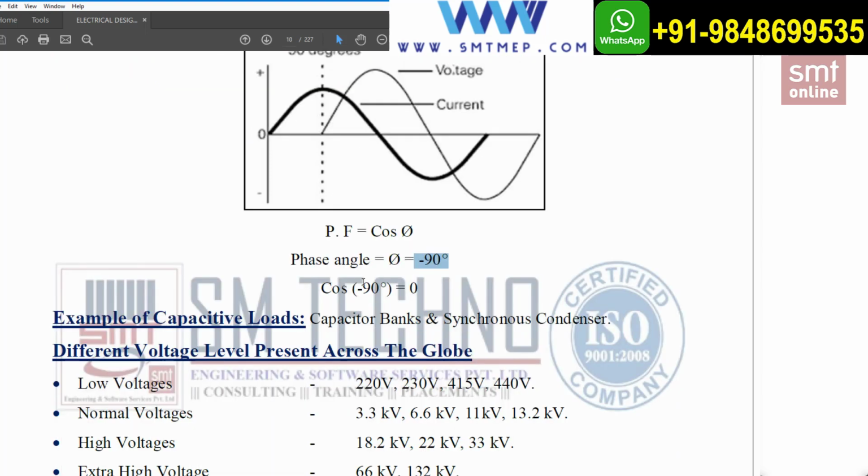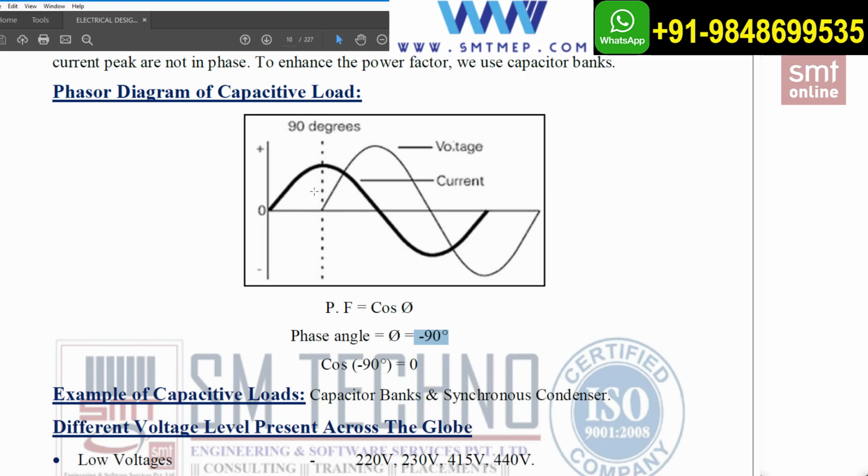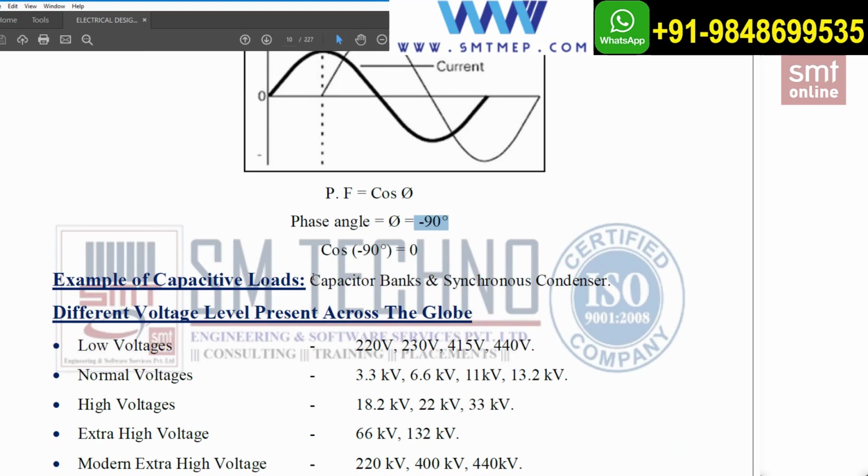The cos of minus 90 is again 0. Okay, so again this value will vary. It can be 60 also, it can be 70 also. That depends upon the load and the manufacturer. For assumption purposes, I have taken 90 degrees. So examples of capacitive loads are nothing but the capacitor bank and the synchronous condensers.